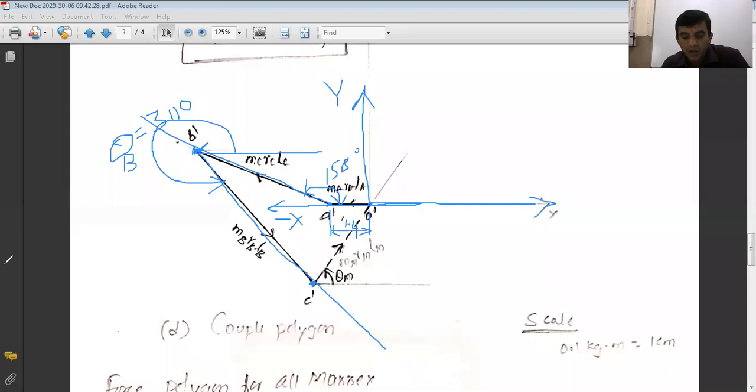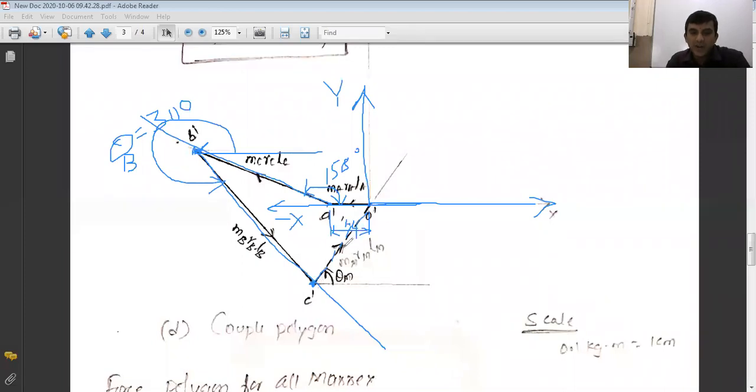In the couple column, the last column in the tabular column, the values are 0.142, 0.48, 0.64, and 2.4 MMRM is unknown here. That's why you get an open couple polygon. Then join C dash, which is the starting point of the polygon, to O dash with a continuous thick line, C dash O dash.